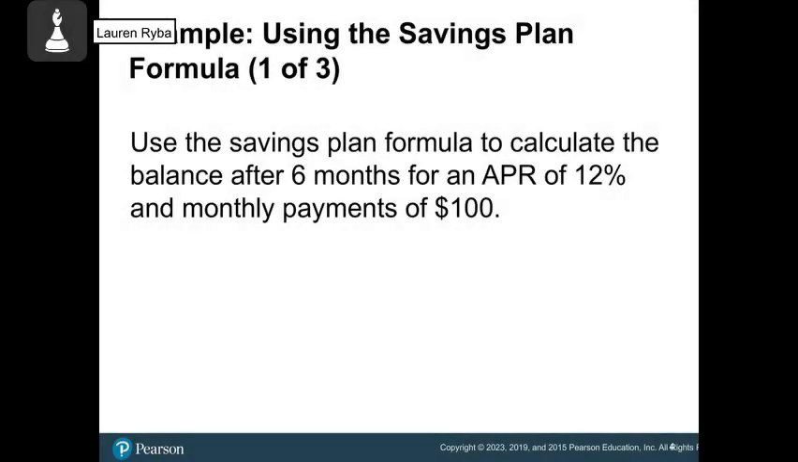We want to use the savings plan formula to calculate the balance after 6 months for an APR of 12% if we have monthly payments of $100. First, I'm going to show you a table that outlines how this works, and then we will go to the formula.